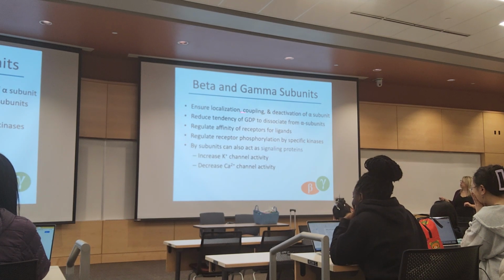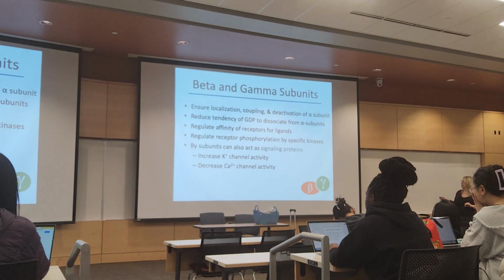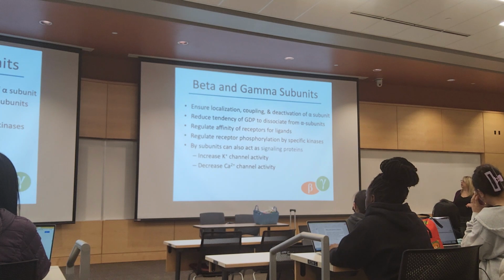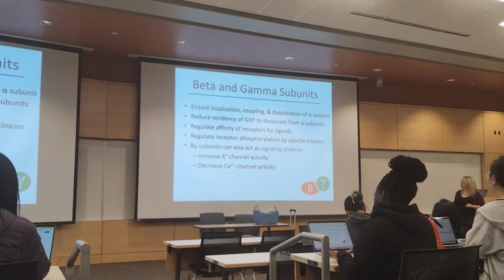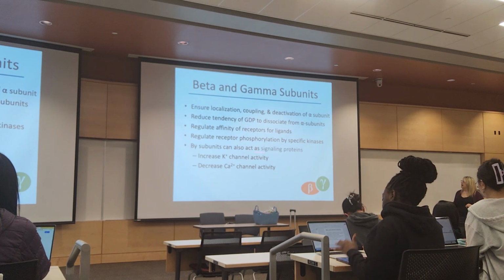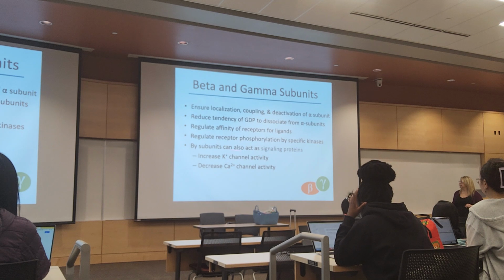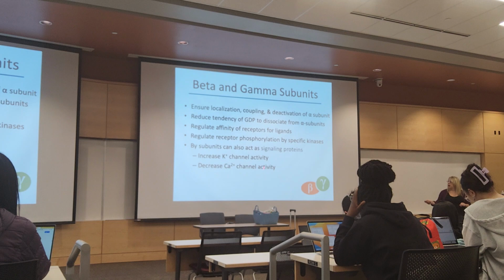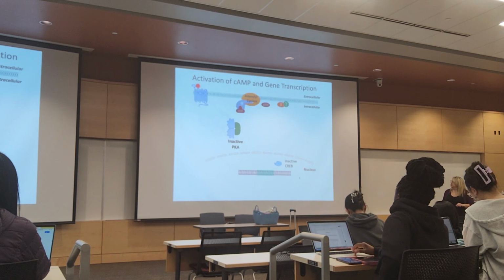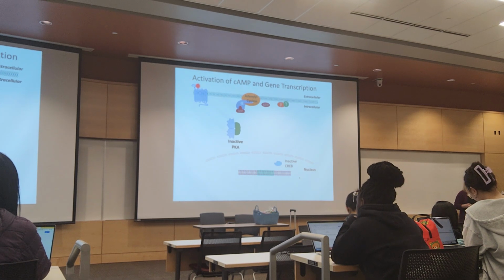We know that some of its functions are going to include localizing, coupling, and deactivation of the alpha subunit. It's also going to function to help reduce the tendency of GDP to leave the alpha subunit, kind of that negative feedback. It can also regulate how well ligands are going to bind to the GPCRs, and can regulate some phosphorylation of receptors by specific kinases. And they also can act as signaling proteins. They can enhance potassium and decrease calcium channel activity. And this will come back after we look at the ion channels next week with Dr. Gao.